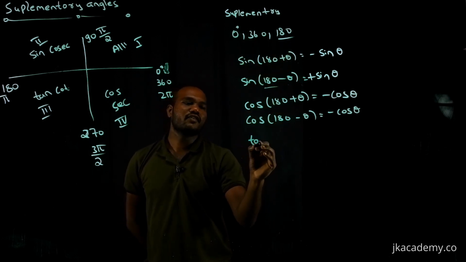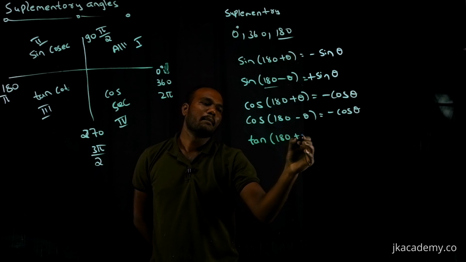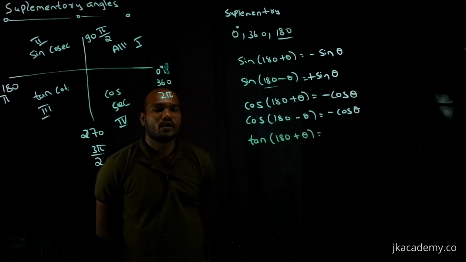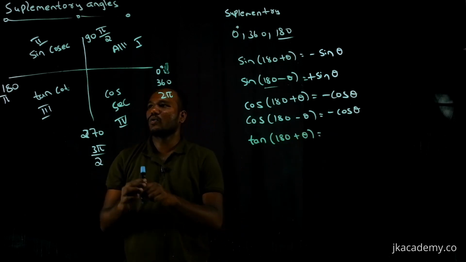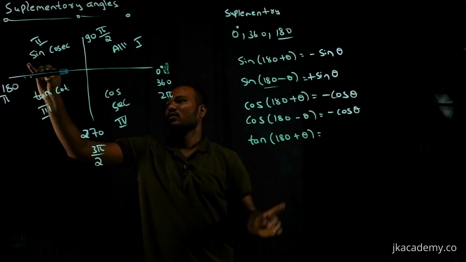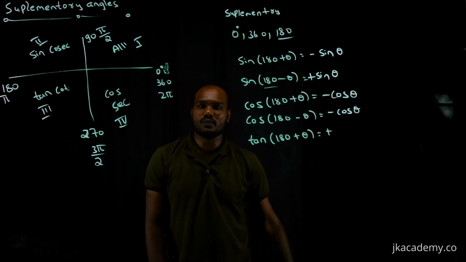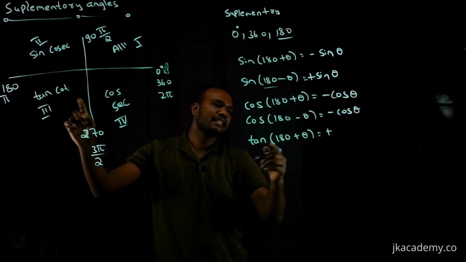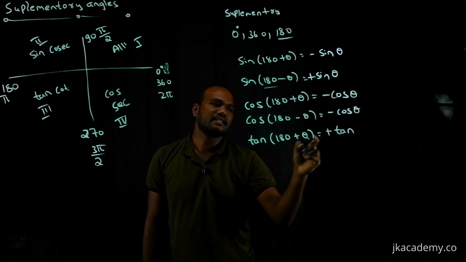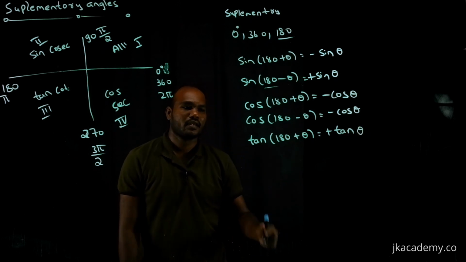You can do the same thing for tan. Tan of 180 plus theta. Again, you have to go to 180 degree. You have a plus, go forward. If it is tan, it is positive. So I have to take positive. And what you have to do is there? Tan is there, just take tan. Then the theta is there, just take theta.